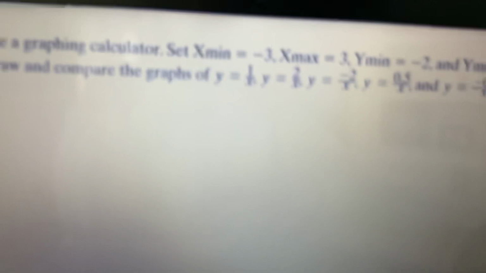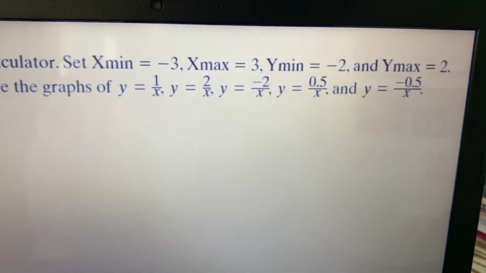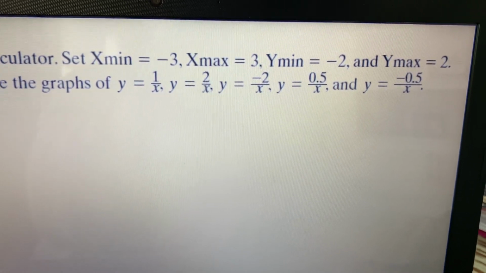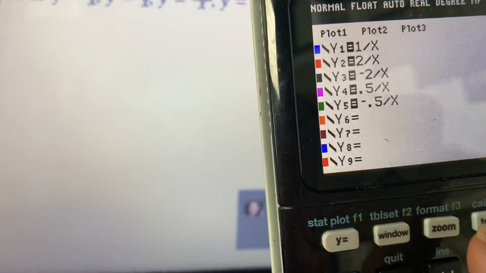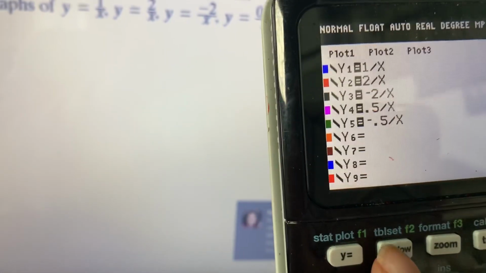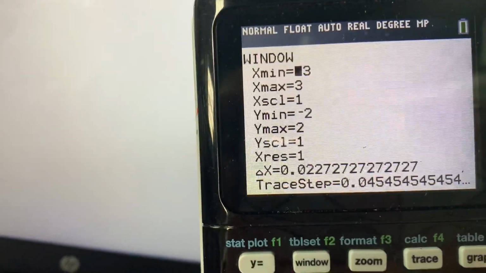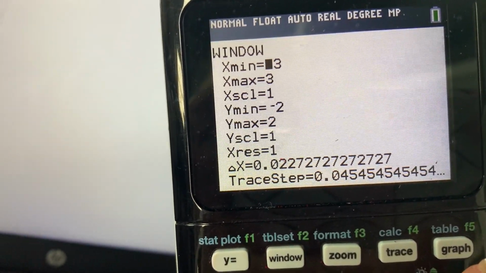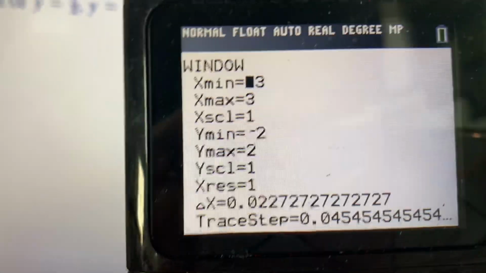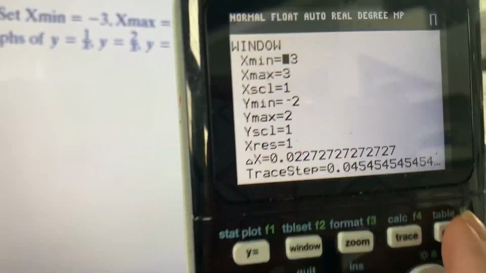Then it also wants you to go to your window and change your x max and min and your y max and min numbers. So remember the window button on your calculator is right there. So click window and change the window to -3, +3, and then y minimum is -2, y maximum is +2. If you can do this on your own calculator, it's great, but if not, I'm going to click the graph button, you're going to see what it does.